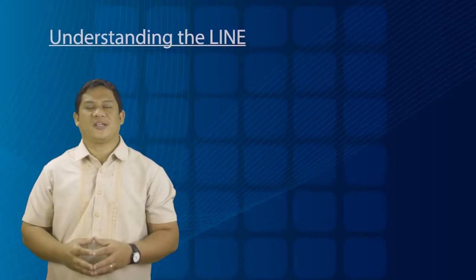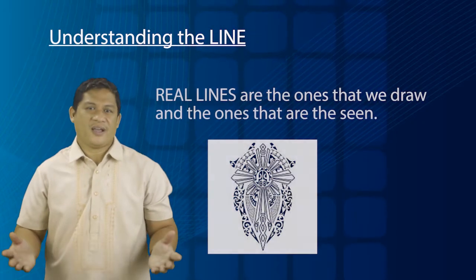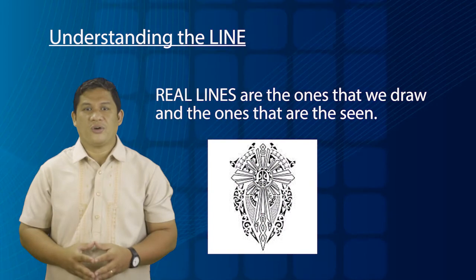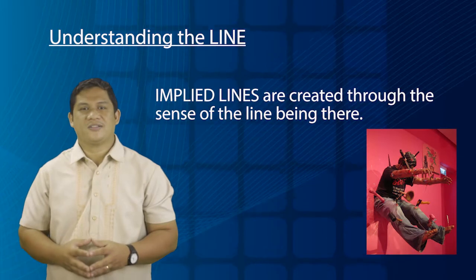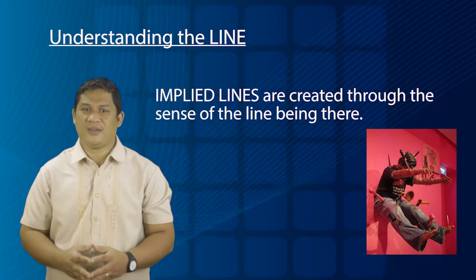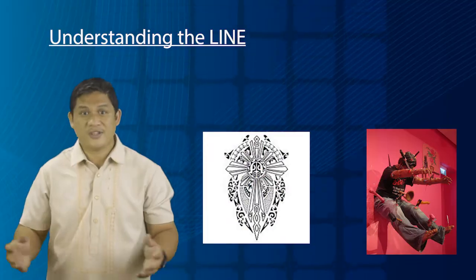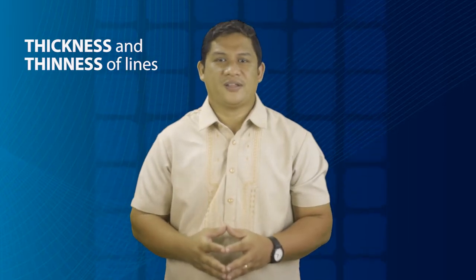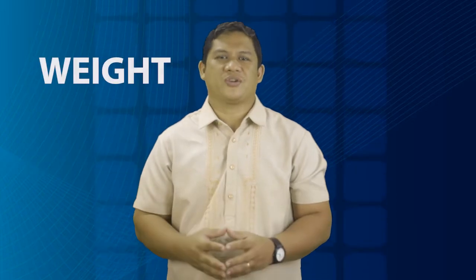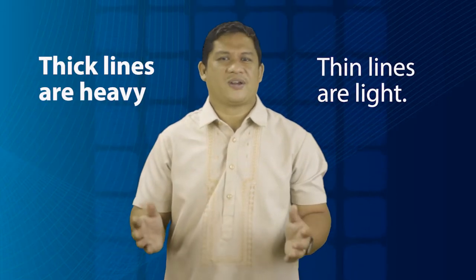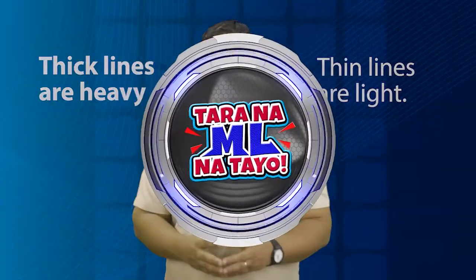Let us learn how to understand the line. Real lines are the ones that we draw and the ones that are seen. Implied lines are created through the sense of the line being there. See the difference? When creating depth with lines, let us focus on the line quality: the thickness and thinness of lines. Lines have different thickness that artists call their weight. Thick lines are heavy, thin lines are light.